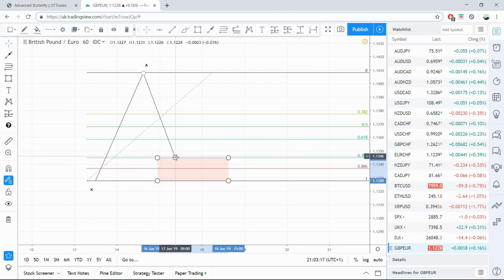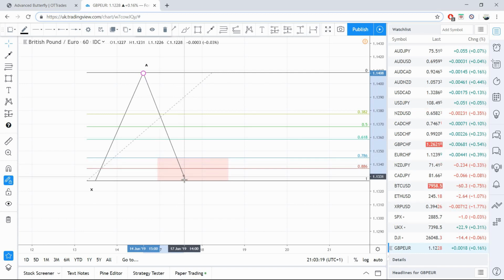So we're looking for price. The B point can fall anywhere in this red box here, so long as it touches, even if a candle wick exceeds that 786, but the candle then pushes back up to close above that 786, that wick, the lowest price extreme, is going to be that B point before we look for a reversal up to the C point.